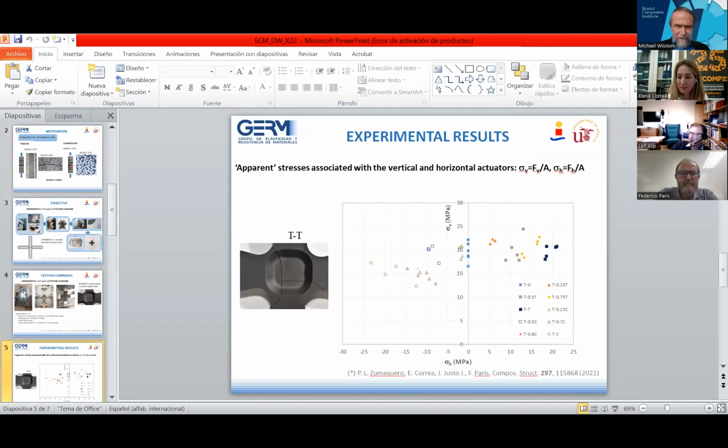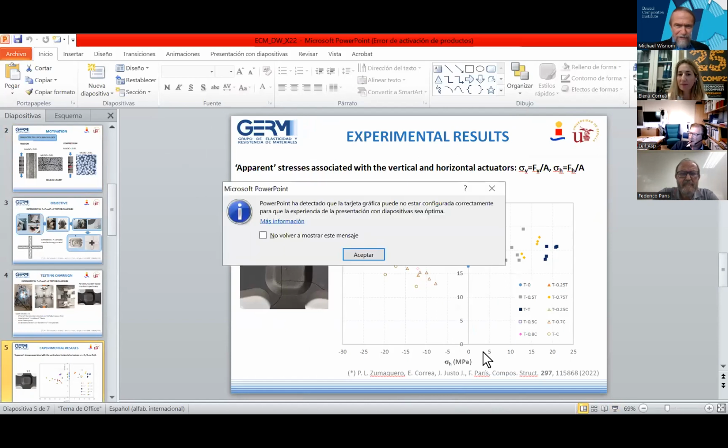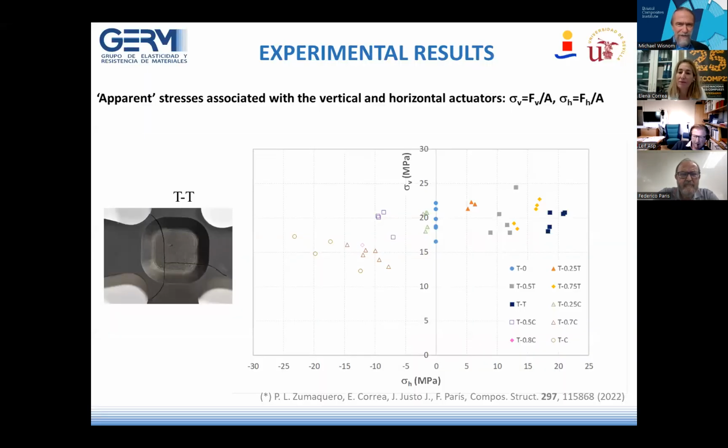Yes. So there you're plotting, and if you put a line through the data, that line is fairly horizontal. It doesn't seem to vary very much. If I understood what you're plotting there, you're plotting the biaxial stress state.